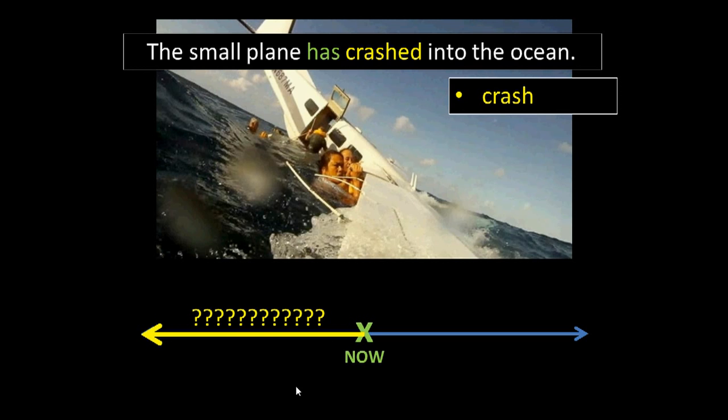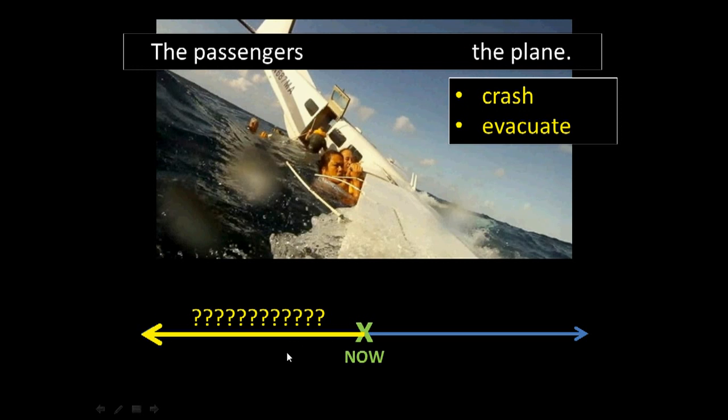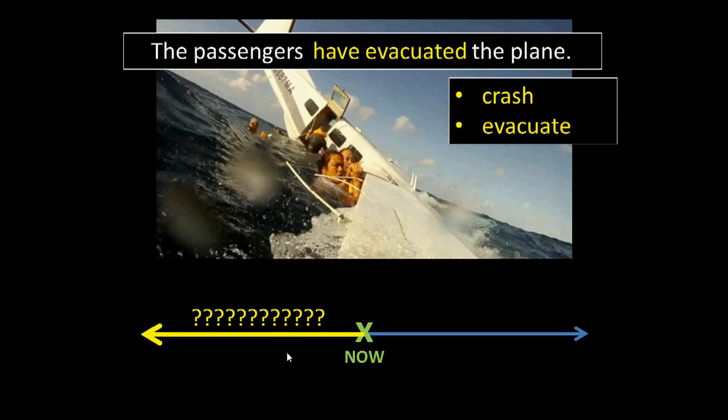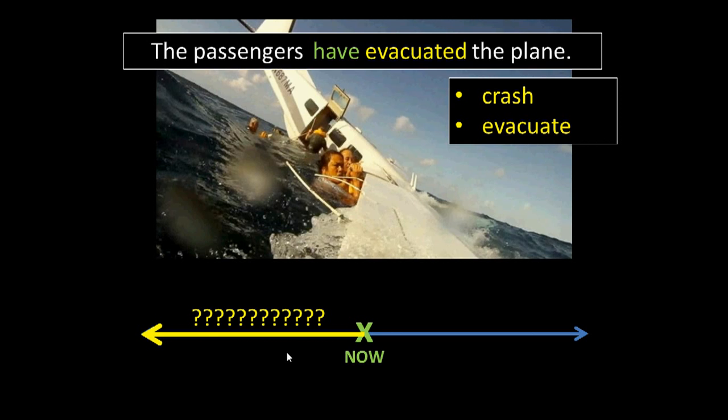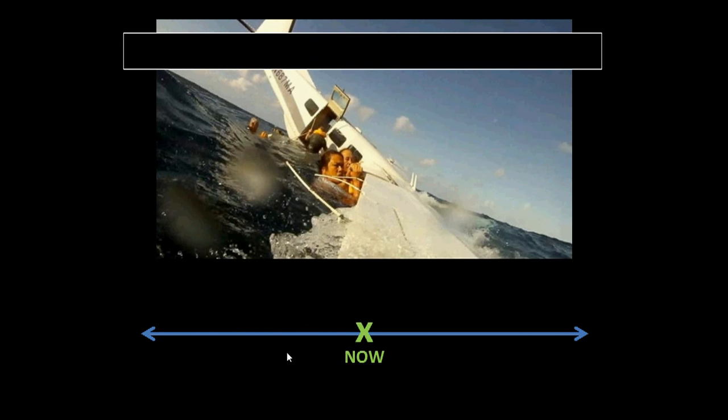We say has crashed because has is a present verb and has crashed makes it present perfect, which means sometime in the past, but we don't know when. Or for evacuate, the passengers have evacuated the plane. Again, have is the present verb. Have evacuated makes it sometime in the past. So the small plane has crashed, the passengers have evacuated.